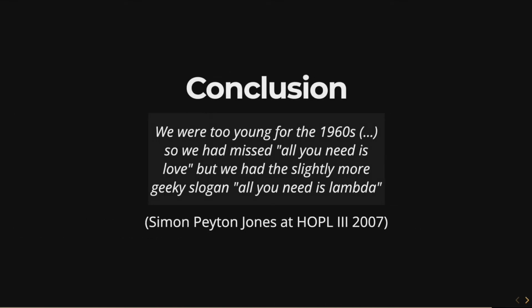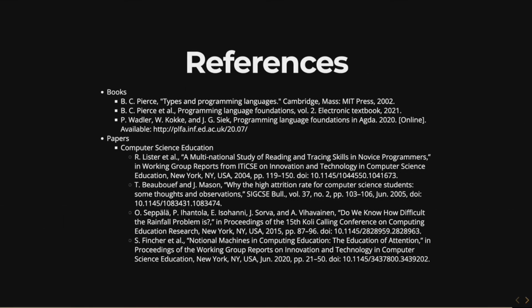And on a lighter note, Simon Peyton Jones, in the History of Programming Languages talk about Haskell, said, well, we were too young for the 1960s, so we missed the "all you need is love," but we had a slightly more geeky slogan: "all you need is lambda." I thought that was so funny in a silly way. So that's where the thing in the abstract comes from.